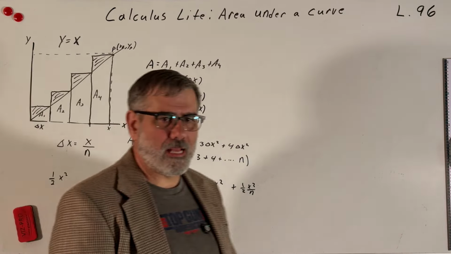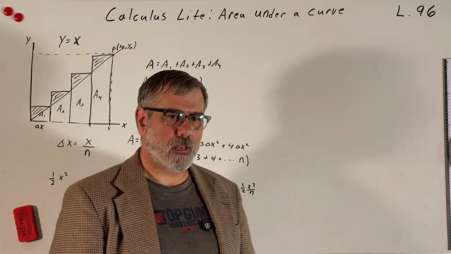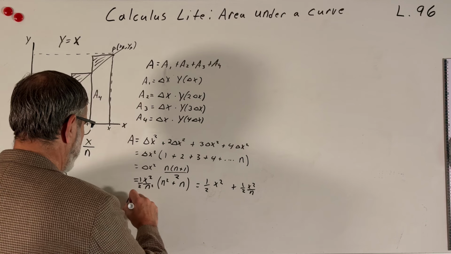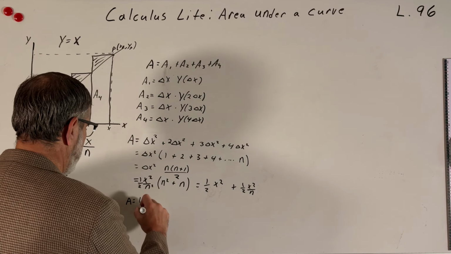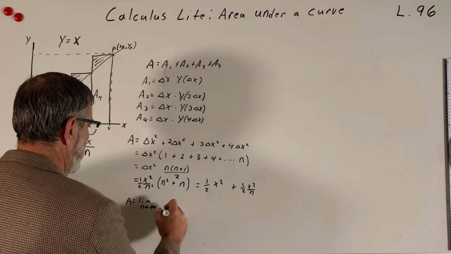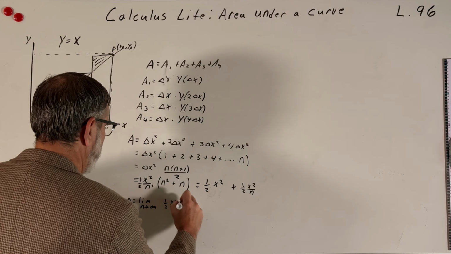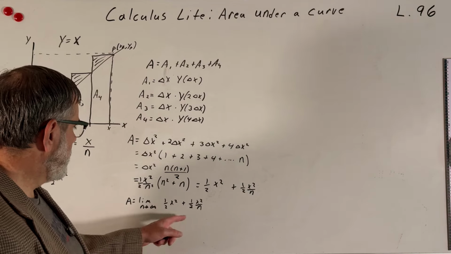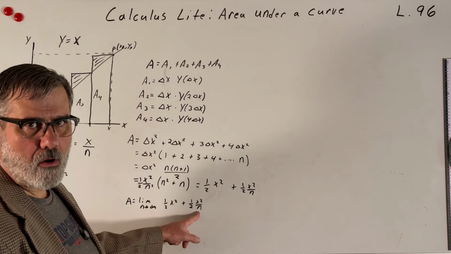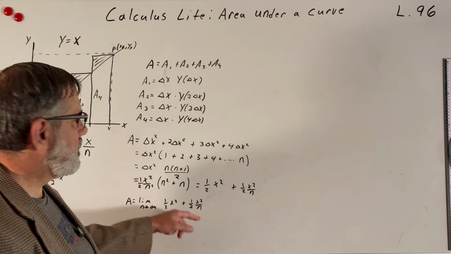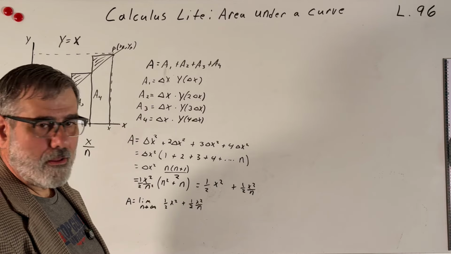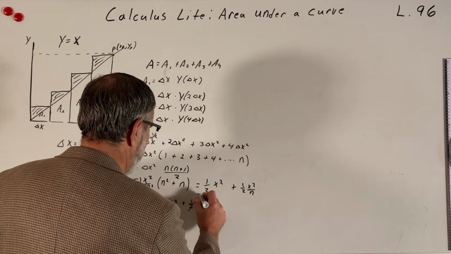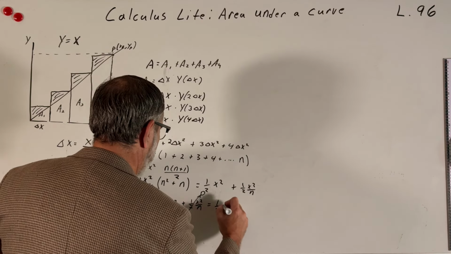Let's do that thing that we did last time with the derivatives or the tangent lines, and let's take the limit as n approaches infinity, right? So we'll say that the true area is equal to the limit as n approaches infinity of 1/2 x squared plus 1/2 x squared over n. Well, what happens to this second term as n goes to infinity? That means I'm using an infinite number of rectangles, right? If I divide a number by infinity, what does that become? 0, right? So this goes to 0, and I'm left with just 1/2 x squared.